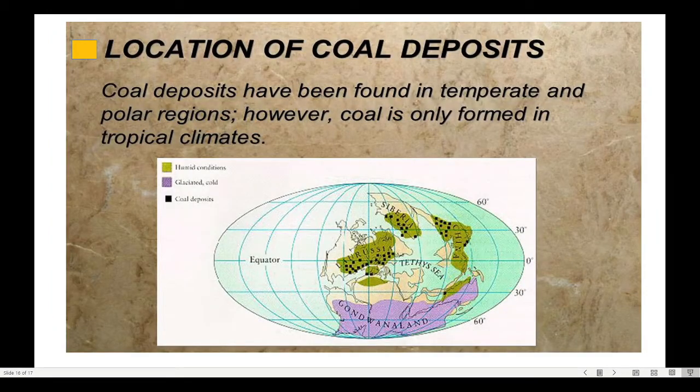One evidence used by Wegener to justify his theory is the coal deposits. Coal deposits have been found in temperate and polar regions. So take note of that. There are coal deposits in temperate and polar regions. However, coal is only formed in tropical climates. So how come there are coal deposits found in polar or temperate regions, when the only way for coal to form is in a tropical climate?